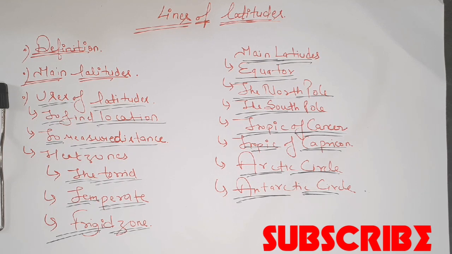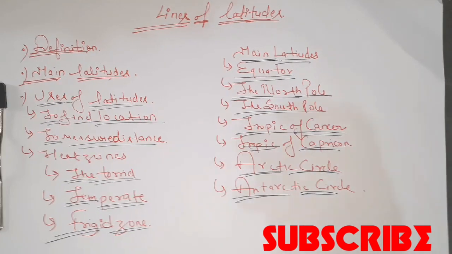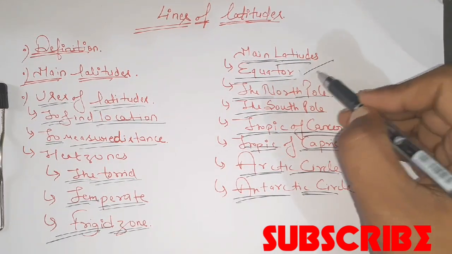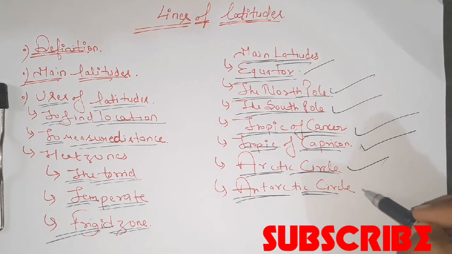The lines of latitude are not of equal length. At 60 degree latitude in each hemisphere, the length of the circle is half the length of the Equator. At the poles, these lines are just points or dots, and as we go towards the Equator, they enlarge. Now the main latitudes are: the biggest or longest line of latitude, the Equator, North Pole, South Pole, Tropic of Cancer, Tropic of Capricorn, Arctic Circle and Antarctic Circle.